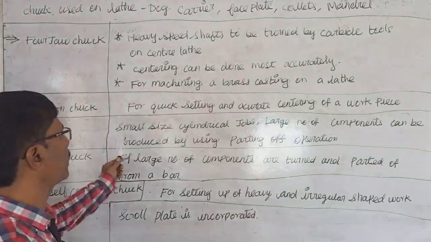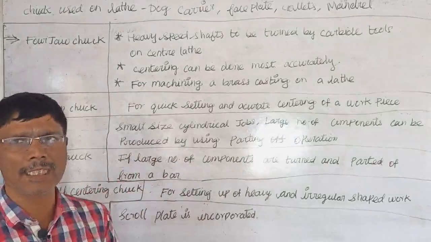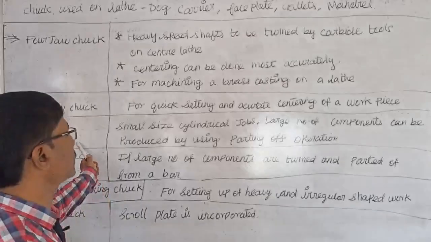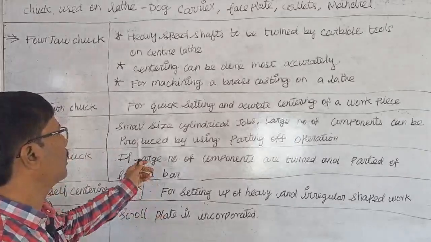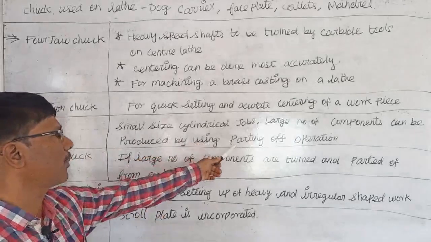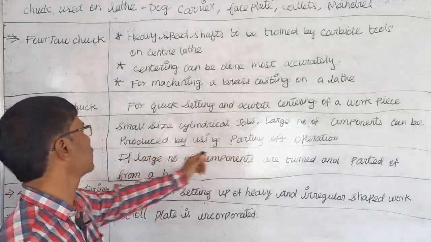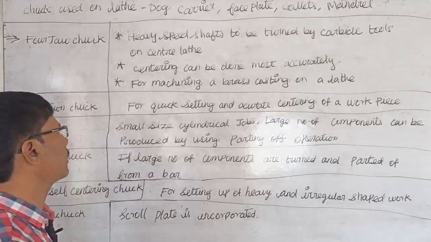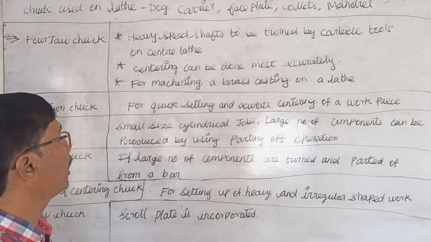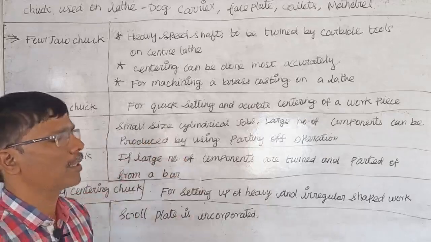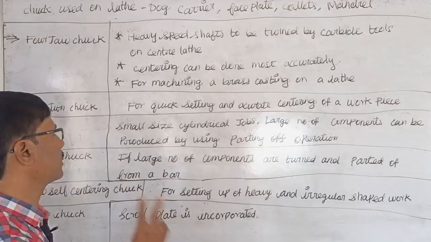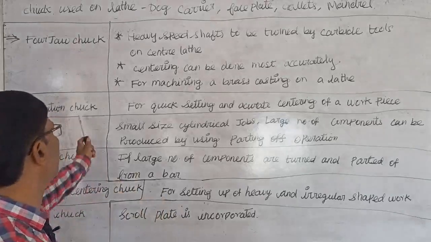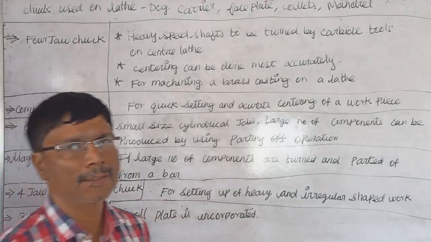And the collet chuck: when small size cylindrical jobs are made, then the collet chuck can be used. The small size cylindrical parts are separated with the help of parting operations. And then we can use the combination chuck. The combination chuck is used for quick setting and accurate centering. When both quick setting and accurate centering are needed, we can go for the combination chuck.